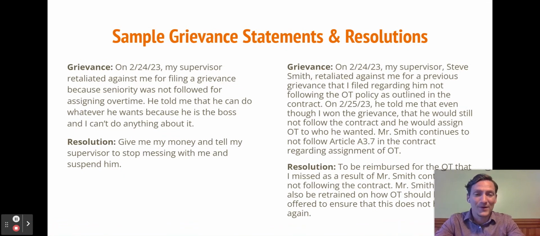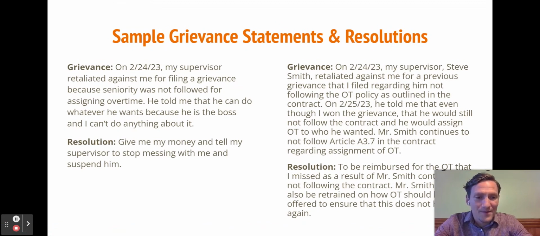And you see the difference between that and the grievance statement for the other one? It goes into detail about what happened. It talks about a previous grievance that was filed, right? And it goes into detail about what that grievance was about and what the situation was. It talked about the fact that the member won the grievance, right? But that the contract is still not being followed.